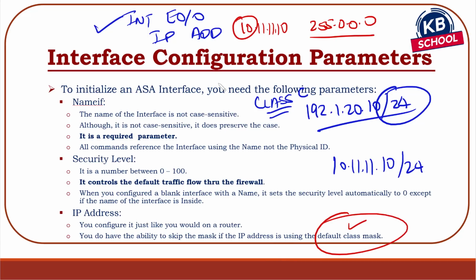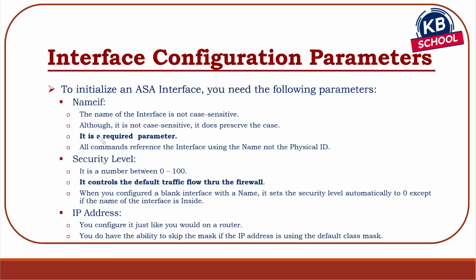All right, so in your interface, you have 3 parameters rather than just one that you need to specify. These are the 2 additional ones which are required. The interface is not up unless you specify these 2 parameters. Now, again, as I said, this is a very important parameter, and that's what we're discussing in the next slide over here, which controls your default traffic flow.